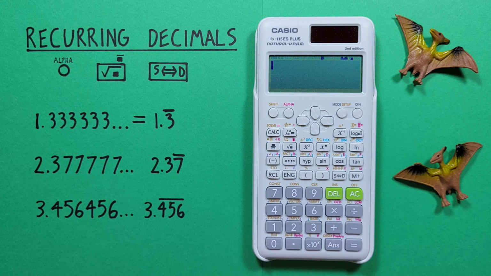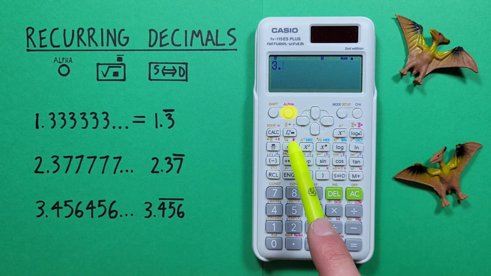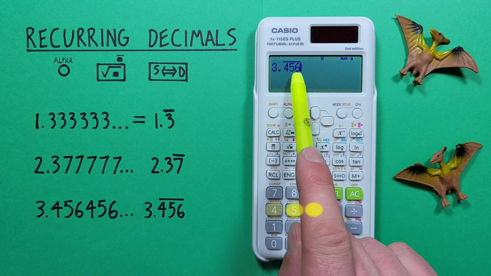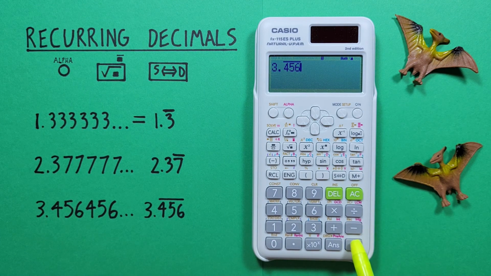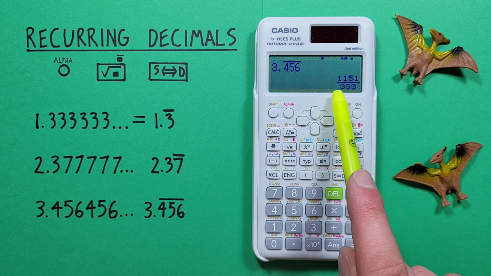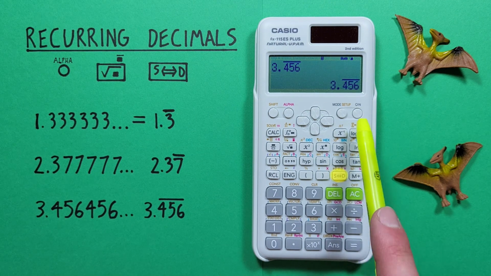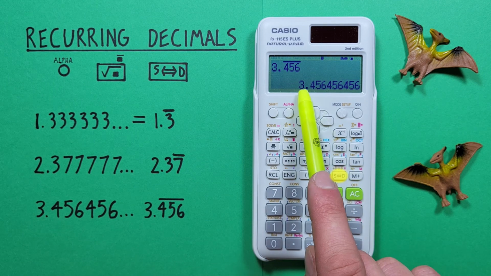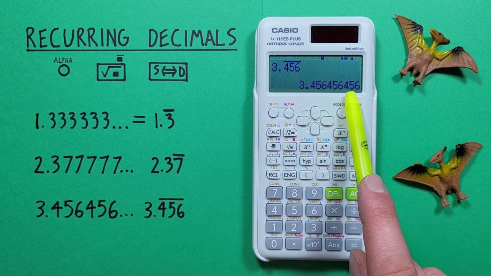We can also have multiple digits in the recurring decimal box. For example, if we're given something like 3.456456 with the 456 recurring, we enter that by going 3 point, and then alpha, root, and then we enter the 456 into our recurring box, press equals, and there we go. We get our fraction, which we can convert to 3.456 recurring, or if we convert it again, to 3.456, 456, 456, etc.